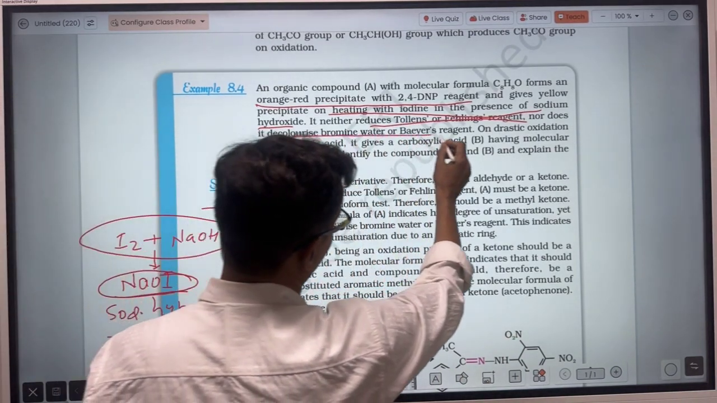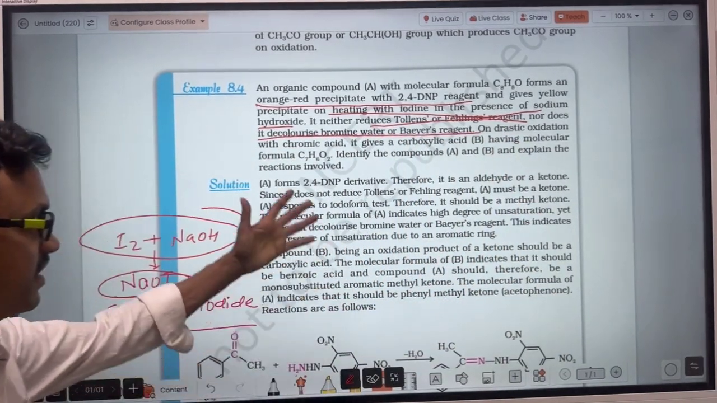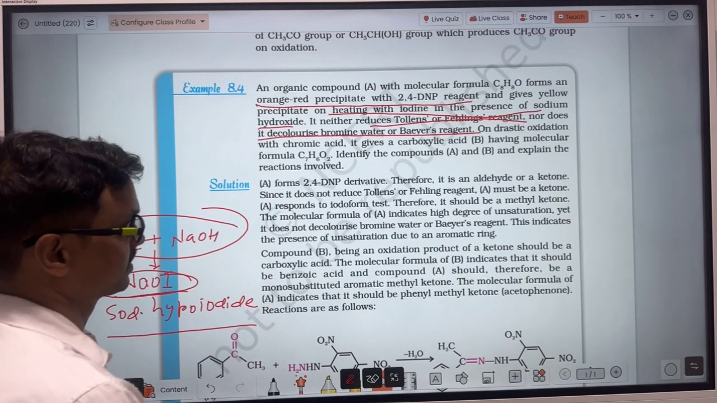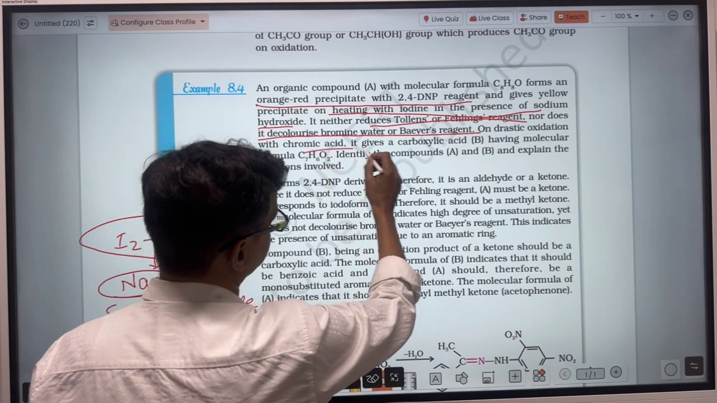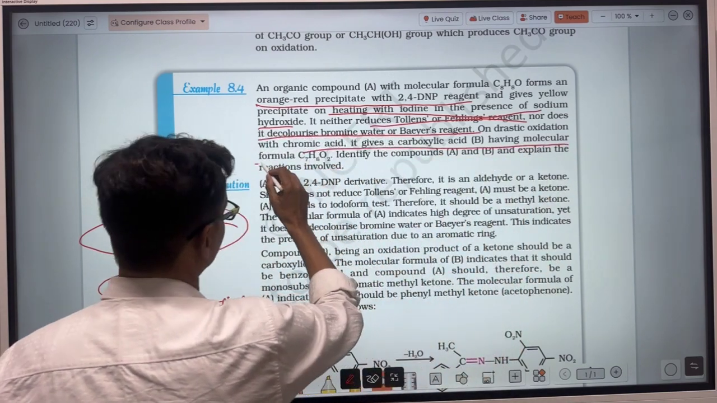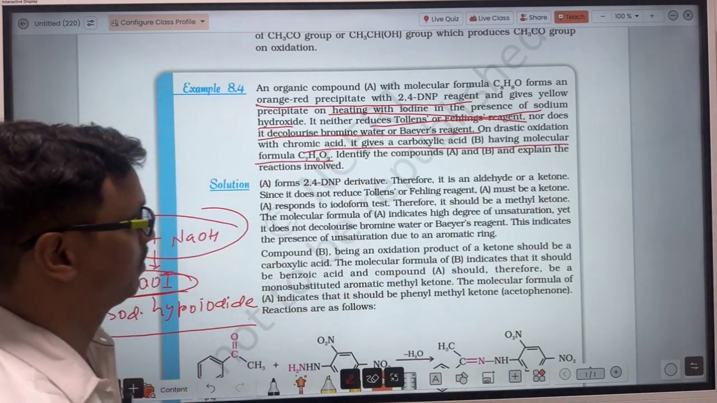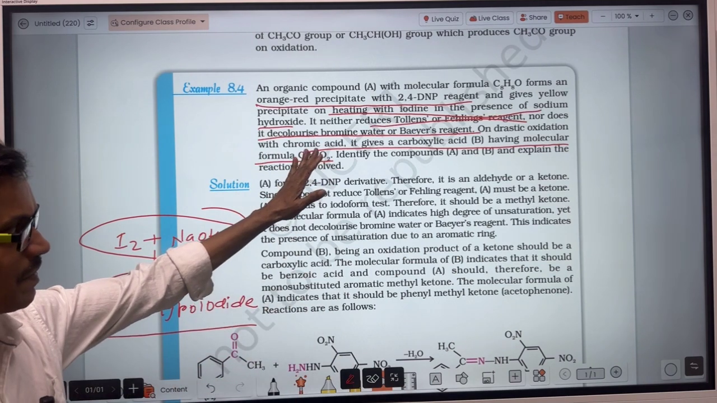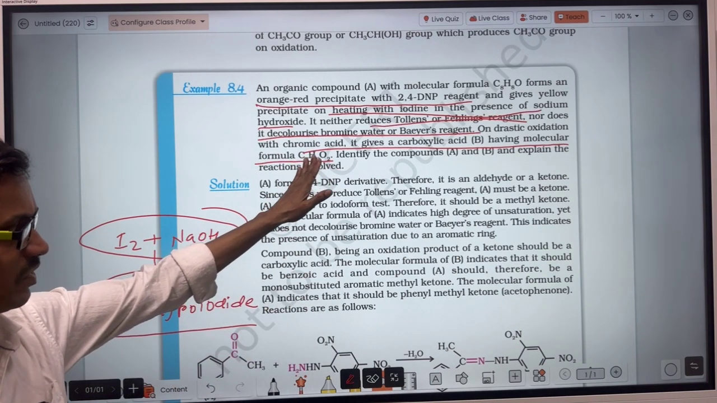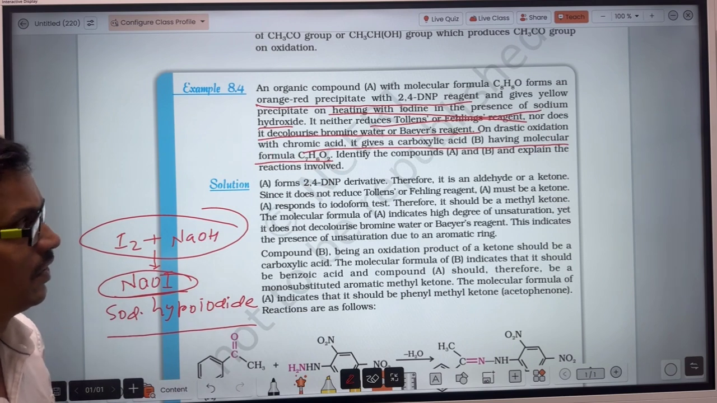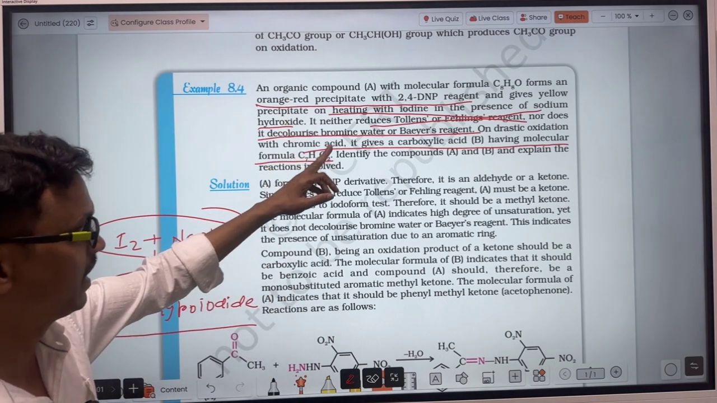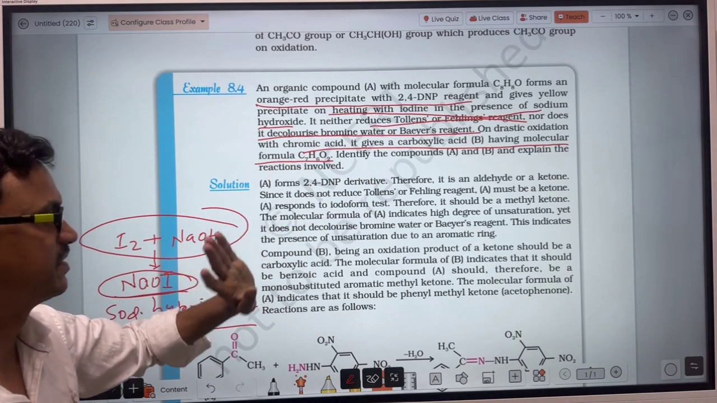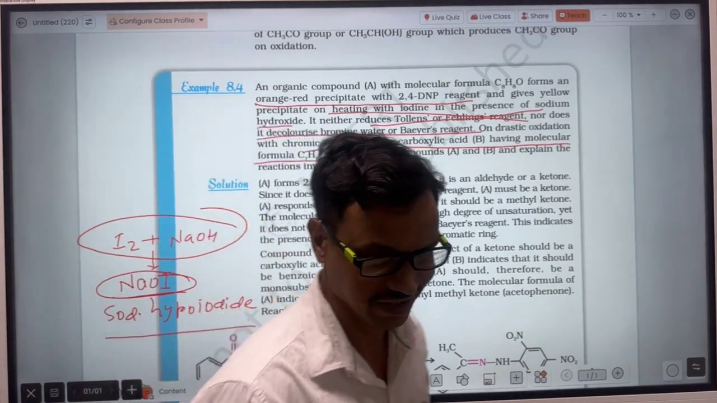Nor does it decolorize bromine water or Baeyer's reagent. With Baeyer's reagent also it doesn't react. Then on drastic oxidation with chromic acid, it gives a carboxylic acid having this molecular formula. So when oxidation of this compound takes place, there will be formation of a carboxylic acid whose molecular formula is this one. So you will have to identify A and B and explain the reactions involved.